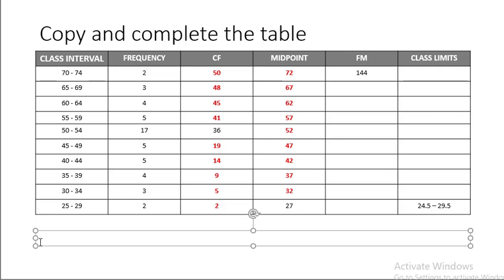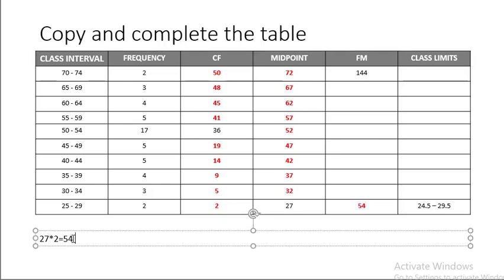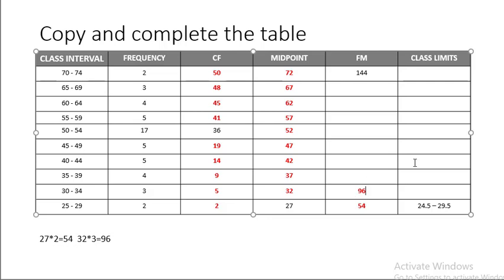27 times 2. 27 times 2 is equals to 54. So in here we're going to put what? 54. So the next one is 32 times 3. 32 times 3 is equals to 96. So in here we'll put what? 96. We're starting from down to the top. So the next one is 37 times 4. So let's solve it here.